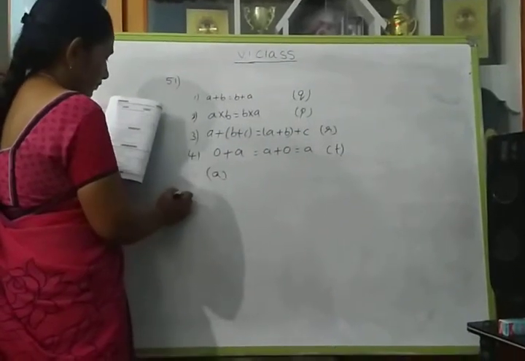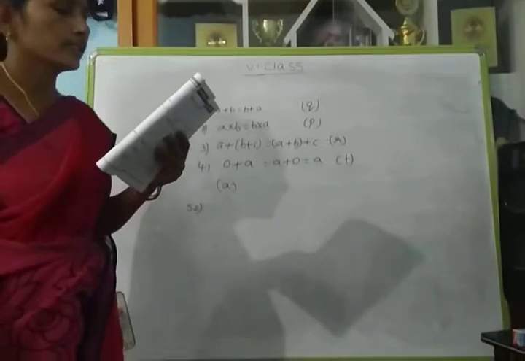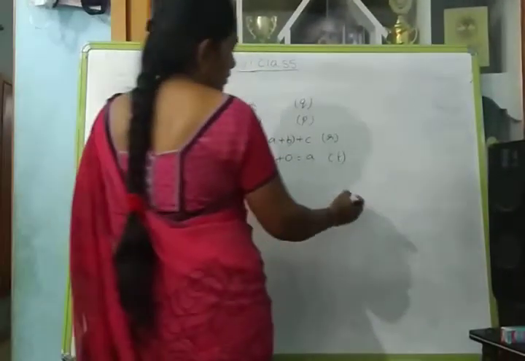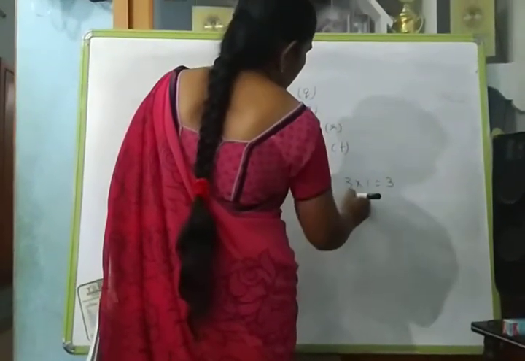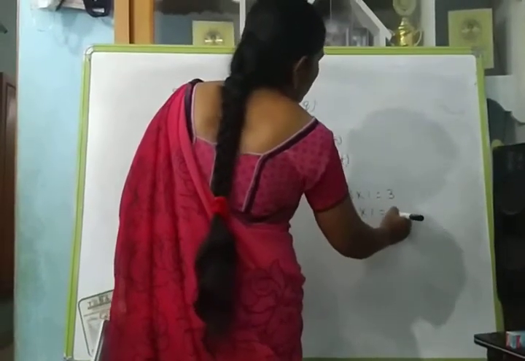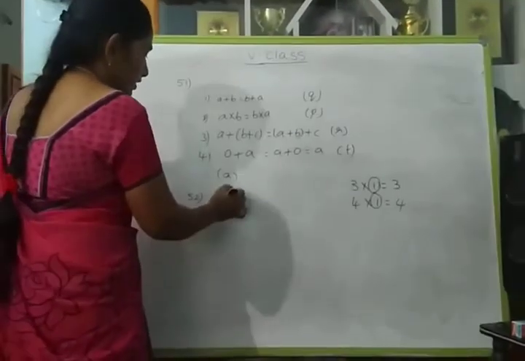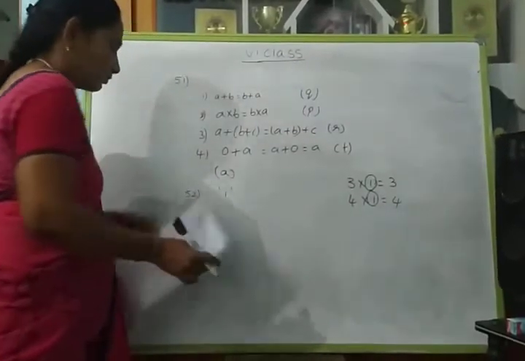Option A. Next, 52. The multiplicative identity in the set of whole numbers. Which is the multiplicative identity? It means if you multiply any number with 1, you get the same number. So here 1 is called the multiplicative identity in the set of whole numbers. 52, answer 1.